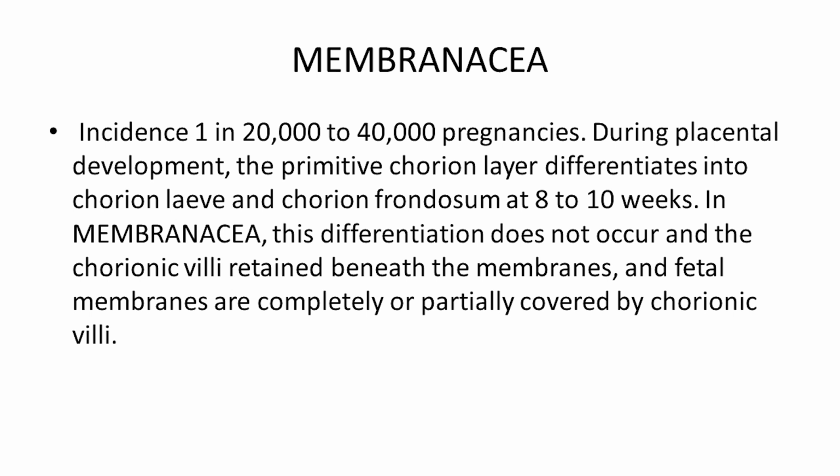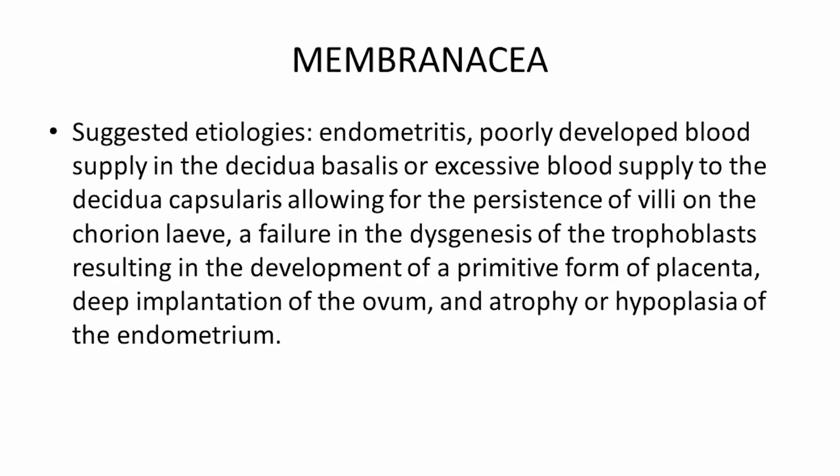The placenta membranacea. The incidence of placenta membranacea is about 1 in 20,000 to 40,000. What happens in membranacea is that during placenta development, the primitive chorion layer differentiates into the chorion laeve and chorion frondosum at about 8 to 10 weeks. However, in placenta membranacea, this differentiation does not occur, and the fetal membranes are completely or partially covered by chorionic villi. So in placenta membranacea, the placenta is unusually large. There have been some suggested etiologies of placenta membranacea.